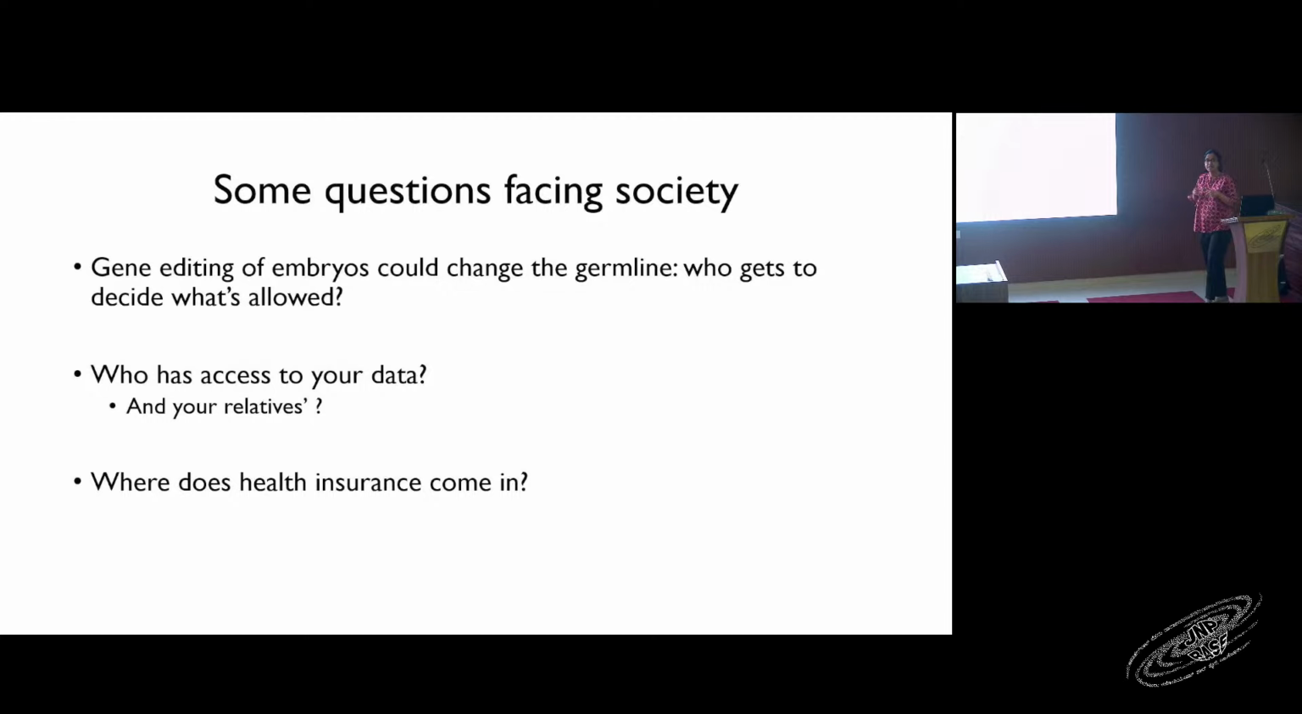So if we edit embryos, this changes the germline, and this leads to essentially changing the genetic makeup of the human species. So who gets to decide which mutations are okay to be edited out and which not? It's easier for some very severe diseases, where I think a lot of us would agree that for the most severe diseases, we would not want somebody to suffer.